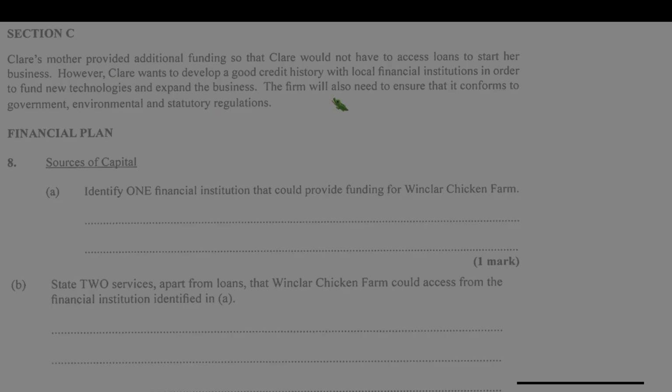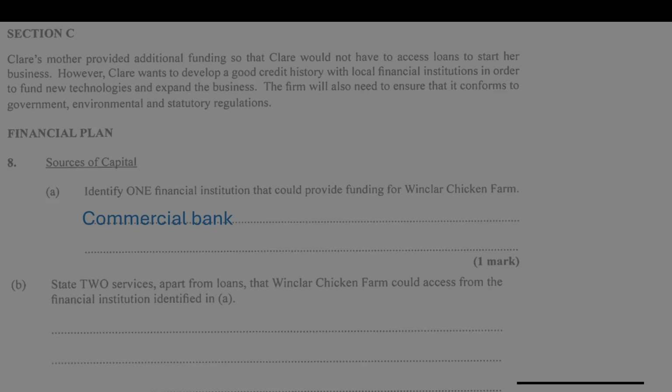The firm will also need to ensure that it conforms to government, environmental, and statutory regulations. Financial plan. Number 8, sources of capital. Part A, identify one financial institution that could provide funding for Winkler Chicken Farm. So one financial institution that could provide funding would be the commercial bank.